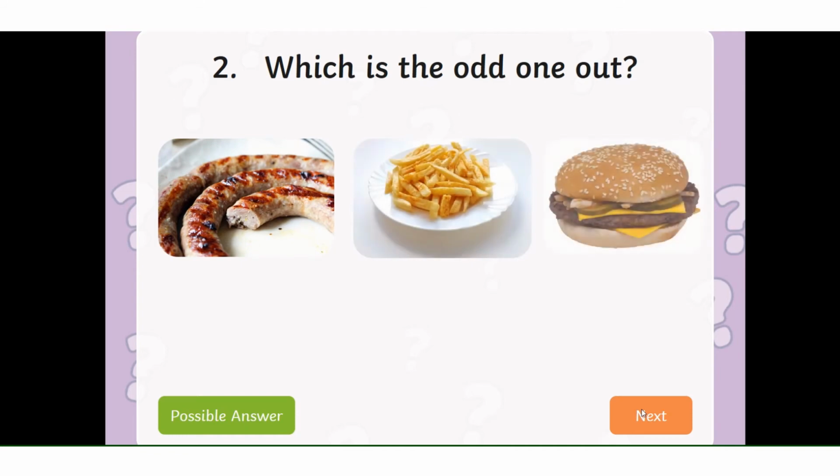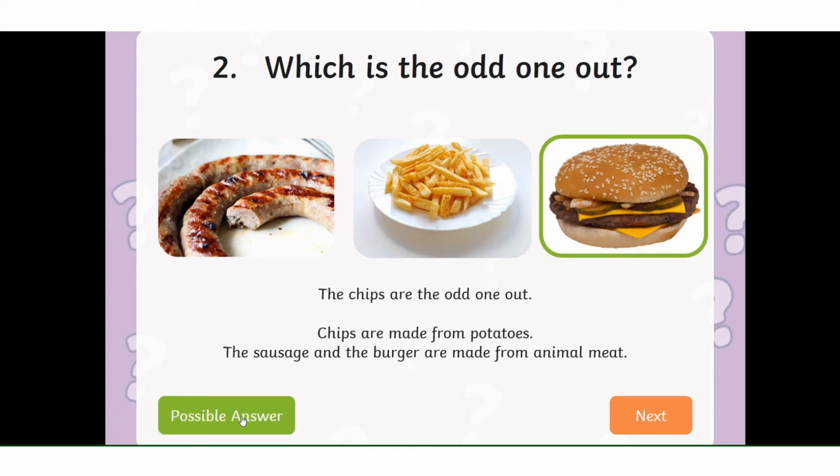Which is the odd one out? So we've got some sausages, we've got some chips, and we've got a burger. Have a think. Which is the odd one out? Let's see. The chips are the odd one out. I think the person that's made this lovely slide has put the green answer around the wrong one. So don't worry about that. It's the chips, isn't it?